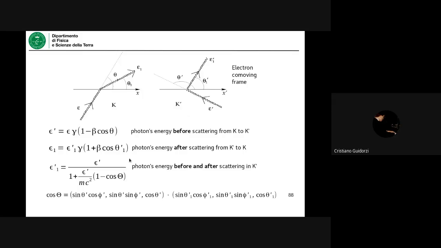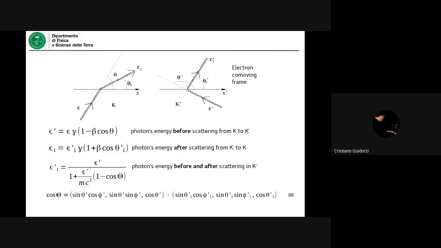Well, as I told you, capital theta is the angle between these two unity vectors. So the unity vector of this linear momentum and the unity vector of this linear momentum. If you have two unity vectors and you want to calculate the angle between two generic unity vectors, just work out their scalar product, and you know very well that the scalar product between two unity vectors is nothing but the cosine of the angle between the two vectors. So the idea is just that.